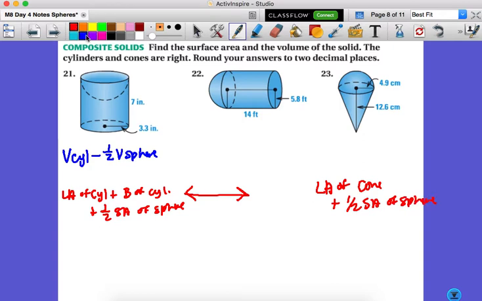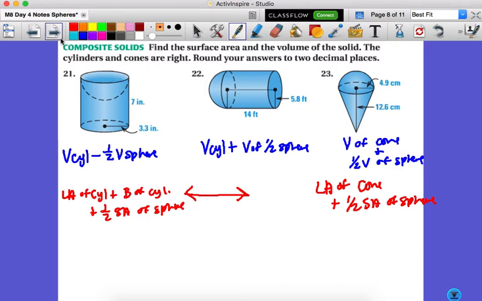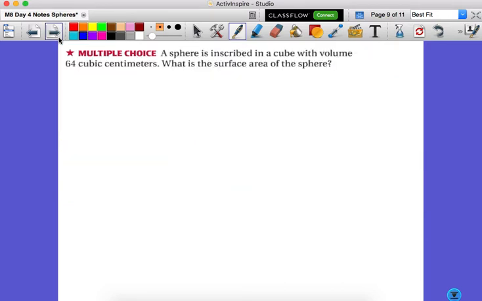Volume-wise, for both of these next two, we would be adding the volume of the cylinder plus the volume of a half sphere, and the volume of a cone plus the volume or half the volume of the sphere. So just kind of some guidance here on how to look at those. We are going to take a peek at one final question before we close out.